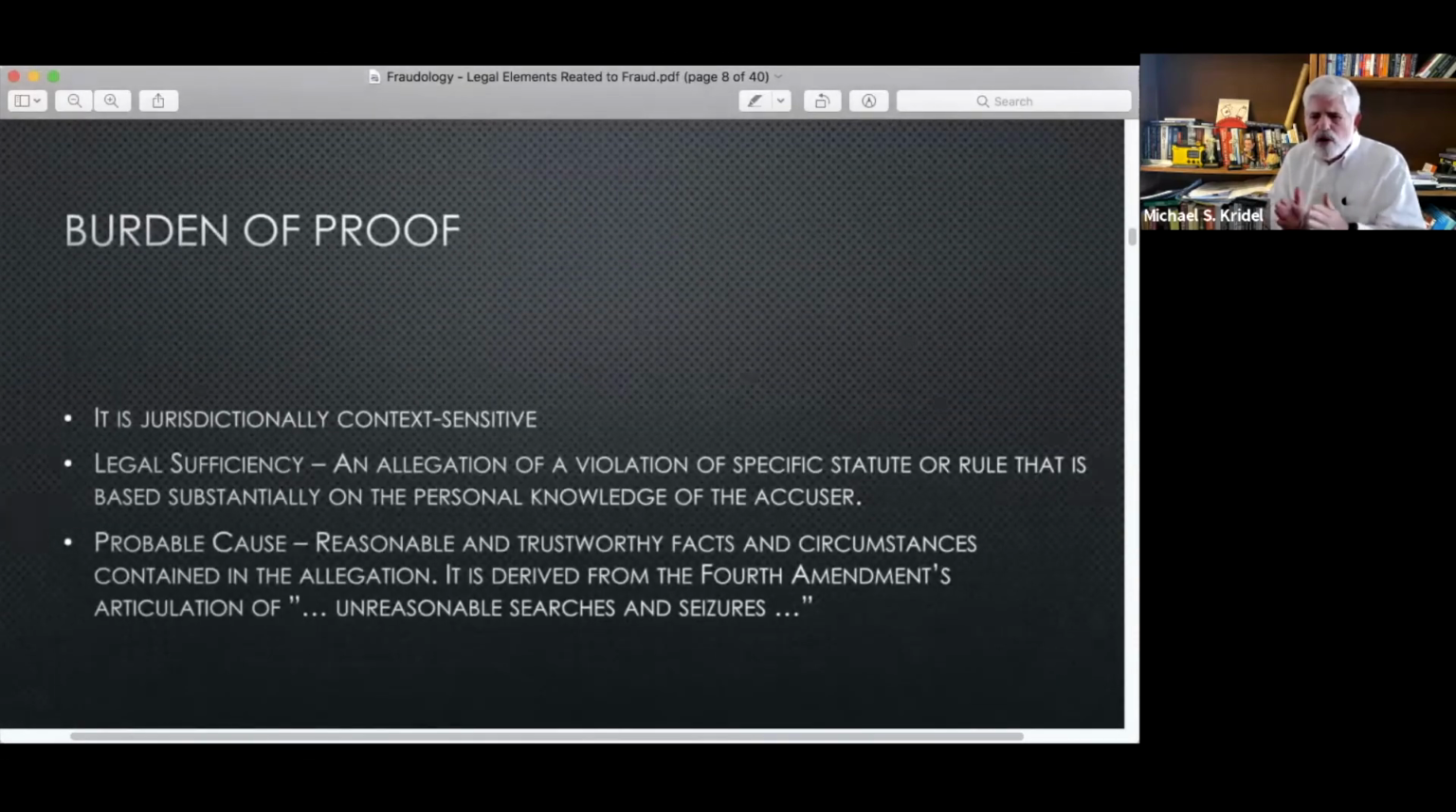Burden of proof is always jurisdictionally context sensitive. So whether you're an internal investigator or an external investigator, your burden of proof is going towards the same concept. It is based on the legal system in which your client or your employer or the attorney you're working for or the court that you're working for exists, and those rules of procedure and rules of evidence that apply then and there, not some other geography.